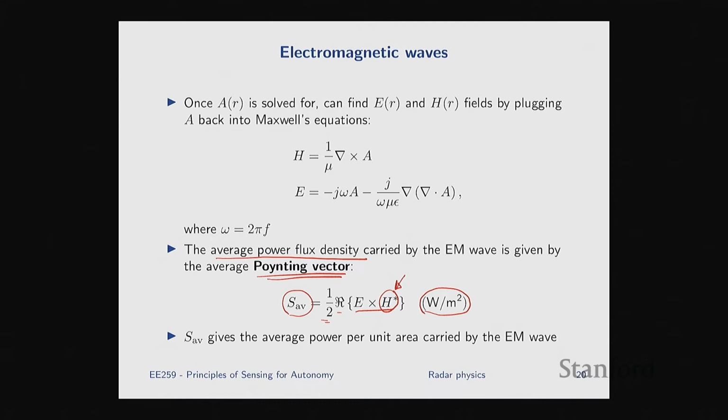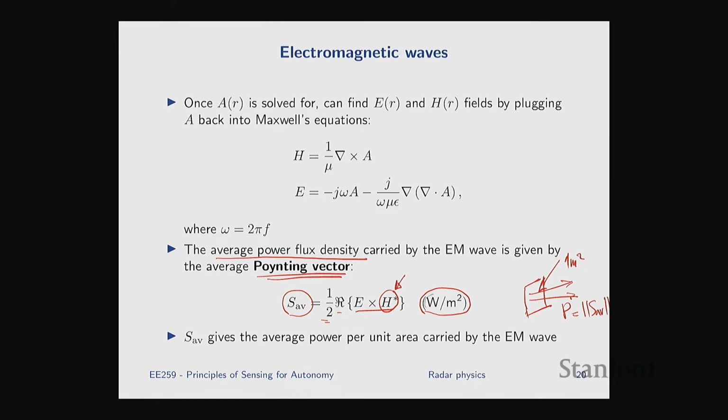So it tells you, per unit area at some point in space, how much power flux is going through it. So if you look at a square of area 1 meter squared, the total electric power that is going through that would be equal to the magnitude of S average.